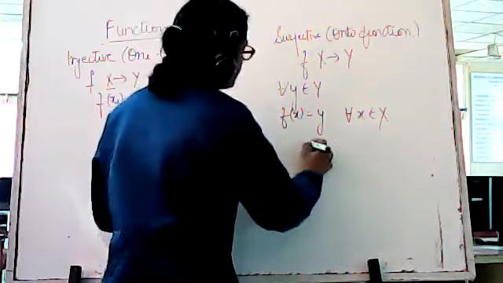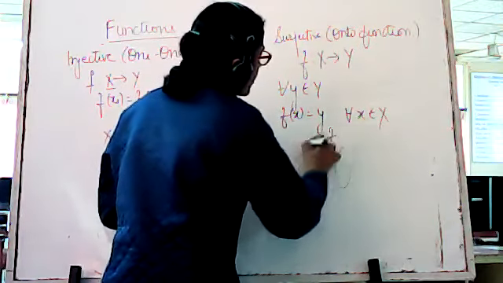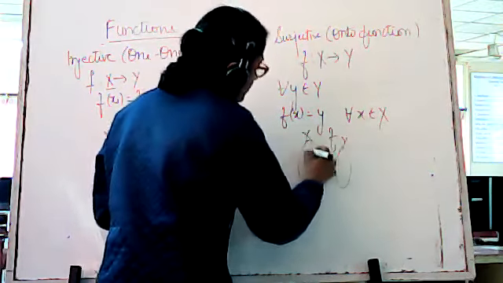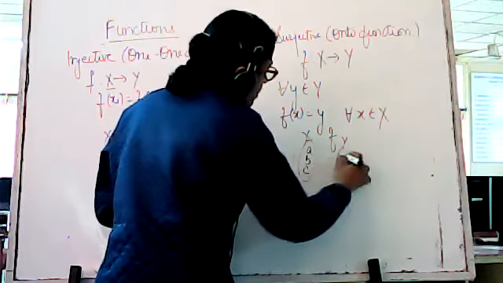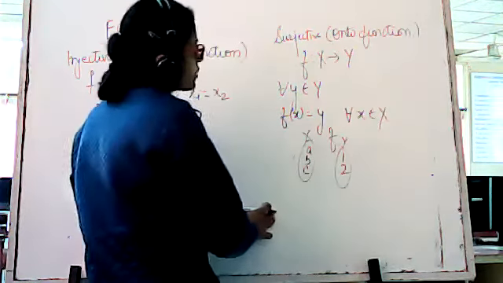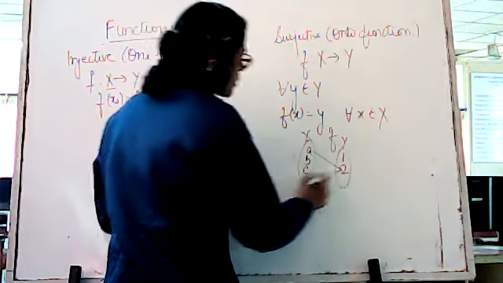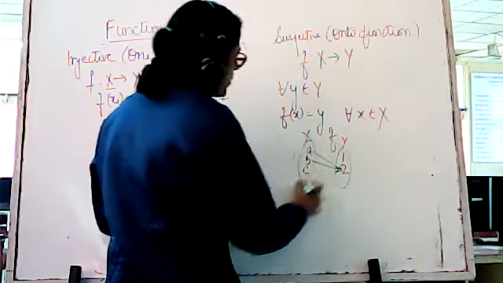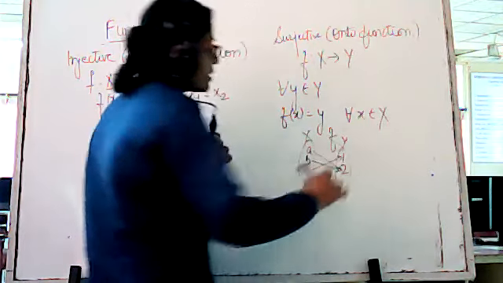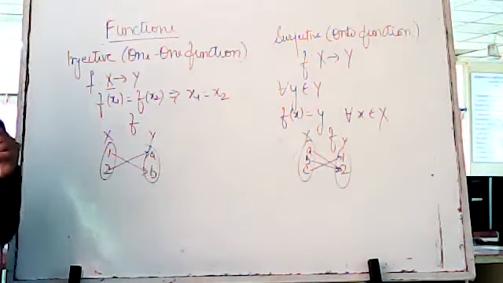For example, let us suppose we are having a function from X to Y, with elements A, B, C and 1, 2. Suppose the image of A is 2, image of B is also 2, and image of C is 1. So this is called onto function.